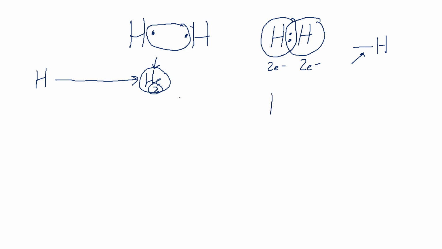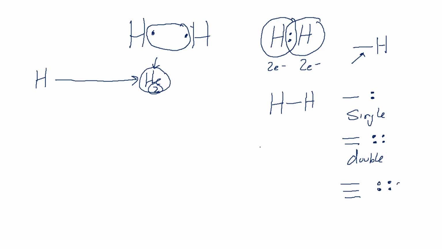By the way, that bond that we see up here can be represented with a line. One line represents 2 electrons or a pair of electrons, and that is a single bond. 2 lines represents 4 total electrons or 2 pairs of electrons. That is a double bond. And 3 lines represents 6 total electrons, 3 pairs of electrons. That is a triple bond.